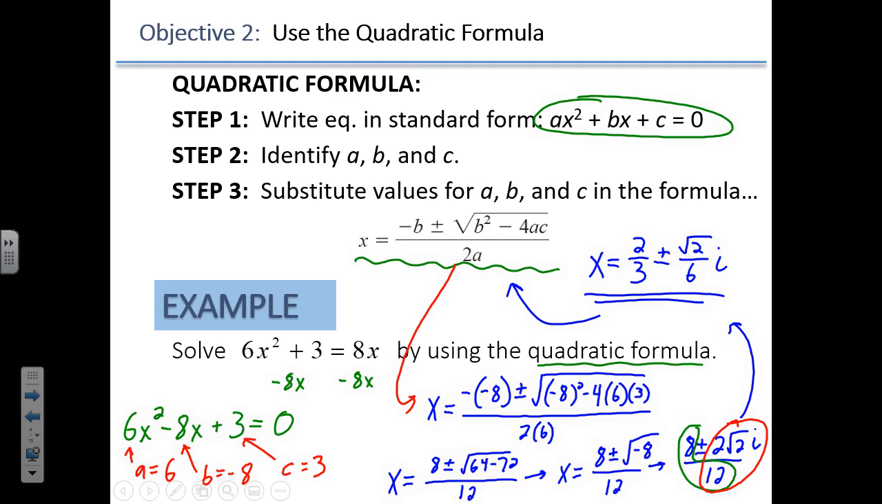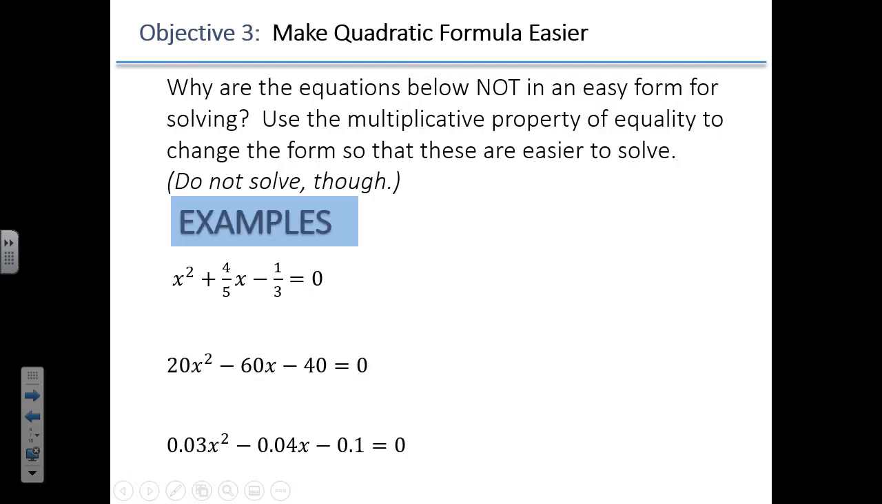One of the advantages of the quadratic formula is it works every time, whether the quadratic factors or not, and it finds all the solutions, whether they're real or imaginary like this. Now, the quadratic formula works every time, but you can save yourself a lot of work. Let's take a look at a couple of examples here.